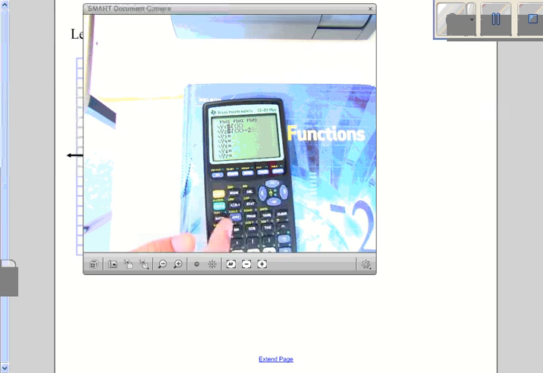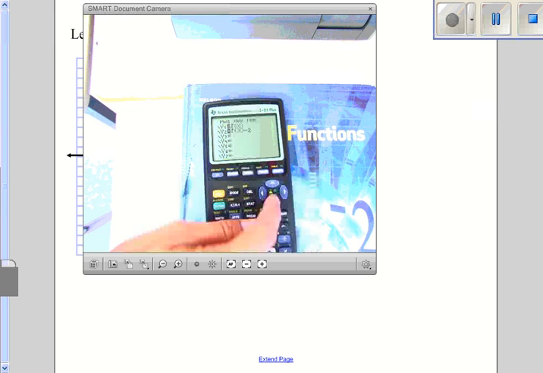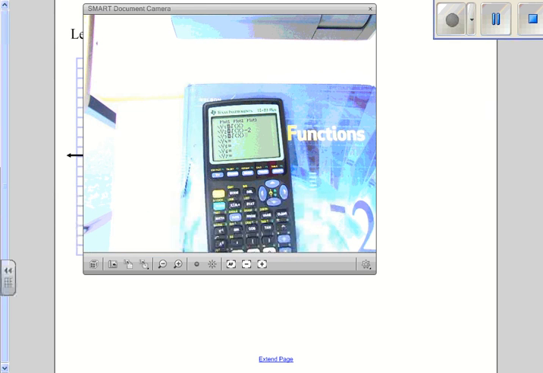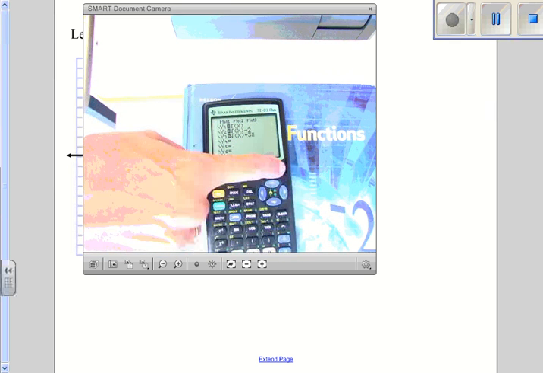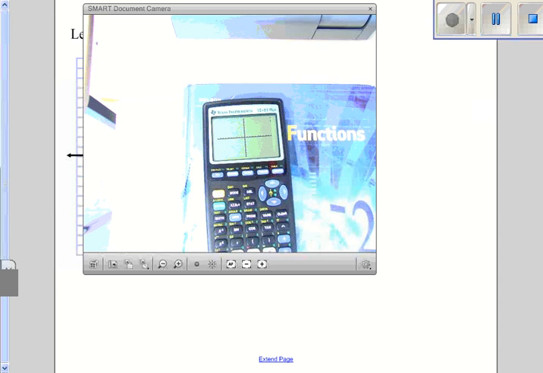Subtract 2. Remember, subtract is over on the right. The blue button's not at the bottom. And square root of x. Add 3. I assume that it's going to be centered, but we'll check it out. Graph. There's the square root of x. Square root of x minus 2 and the square root of x plus 3.